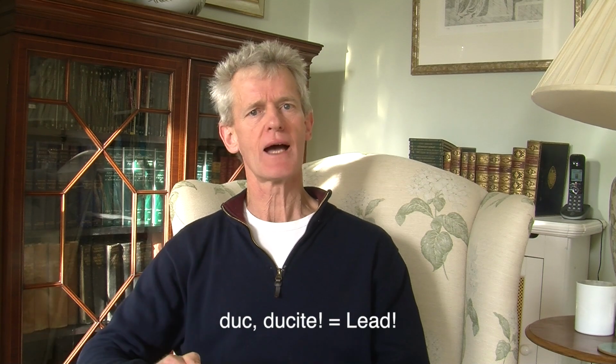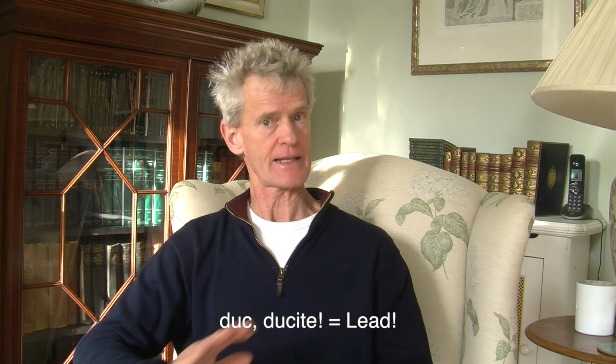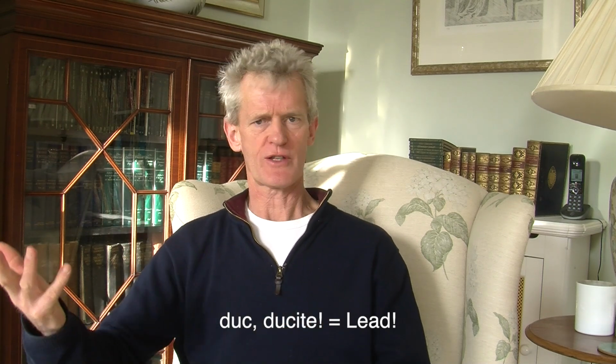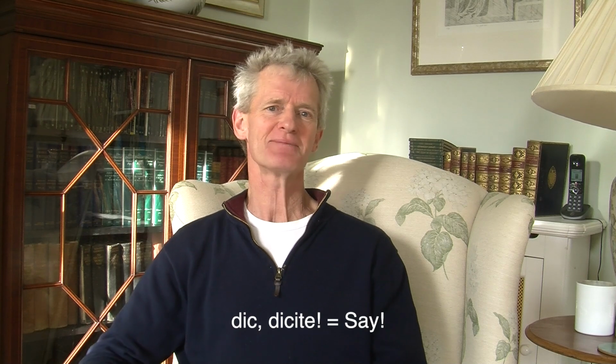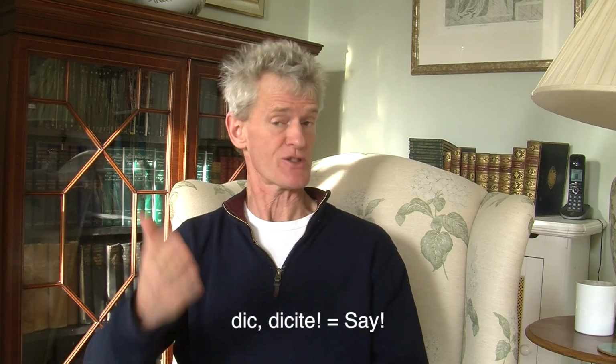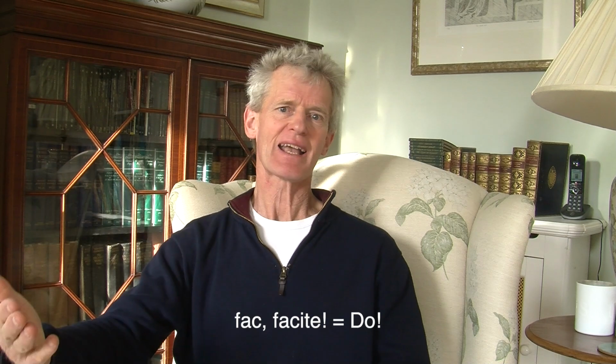The verb duco has a slightly irregular imperative in the singular active. So the imperatives of duco are duc and ducite. Duc is irregular. It should really be duce, but it isn't. It's just duc, and the plural is normal, ducite. The verb dico is also similar to that. It's dic and dicite. Again, it's not dice, it's just dic. For the verb facio, it's fac and facite.